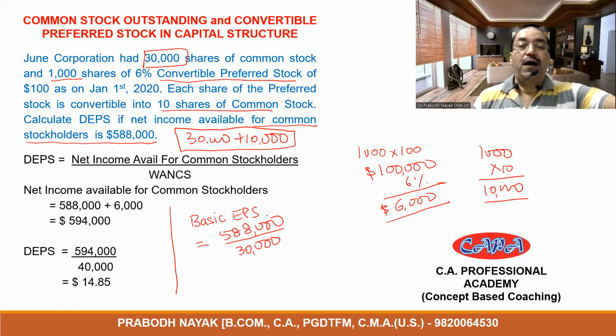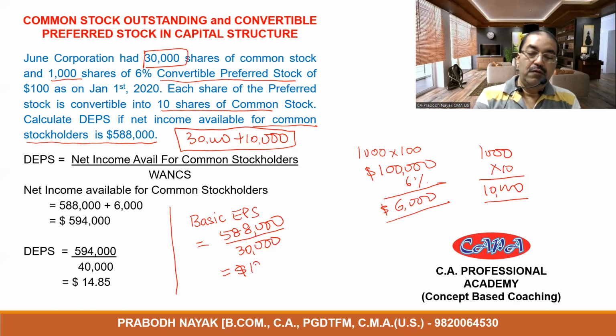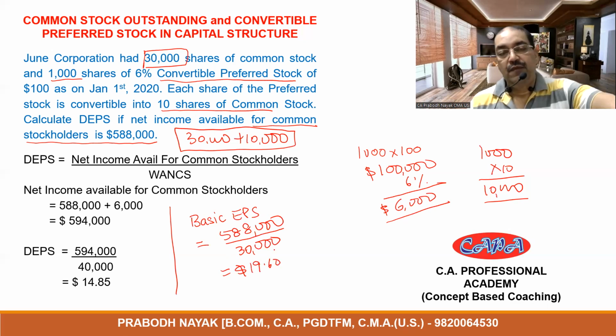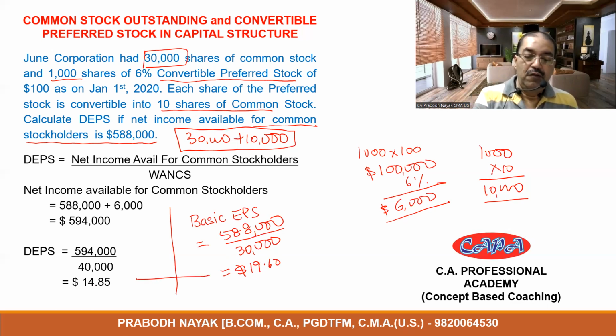So I am calculating 588,000 divided by 30,000. It comes to 19.6. Basic is 19.6. So it is dilutive because the figure is less. You can compare this. So diluted earning per share should normally be less than the basic earning per share. However, if it is more, then it is anti-dilutive. Okay. Let us take the next example.